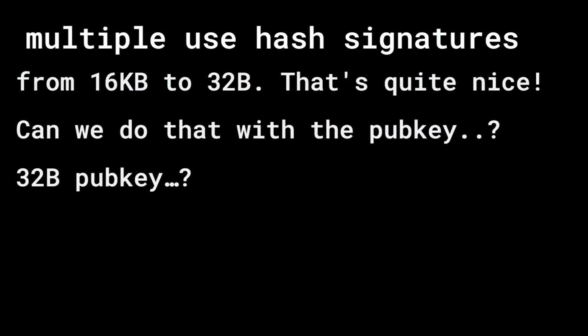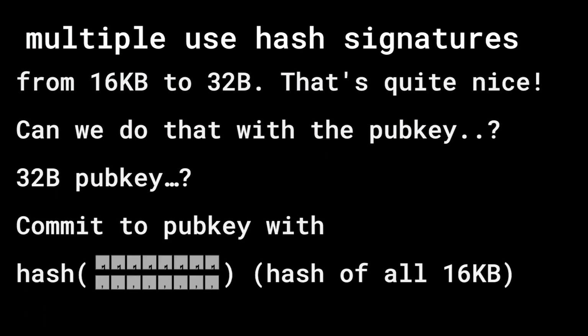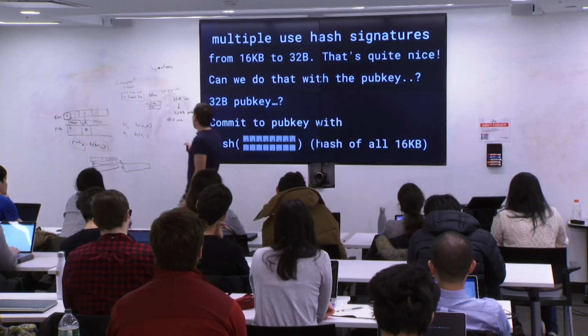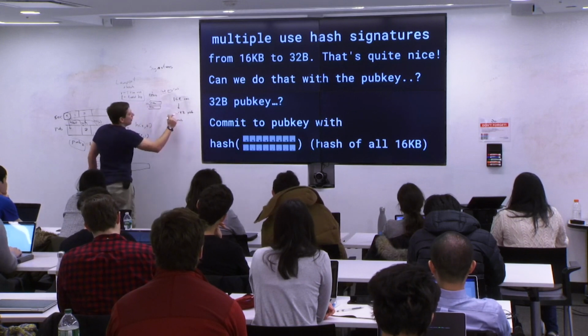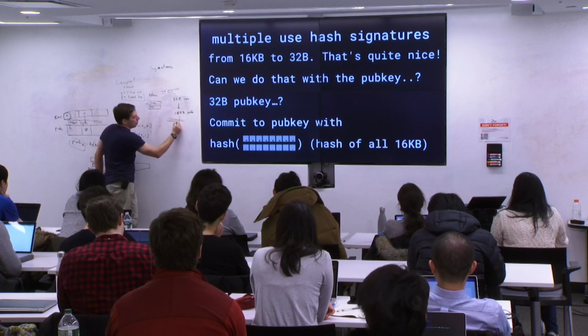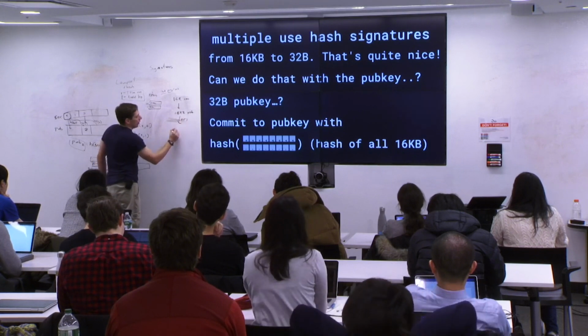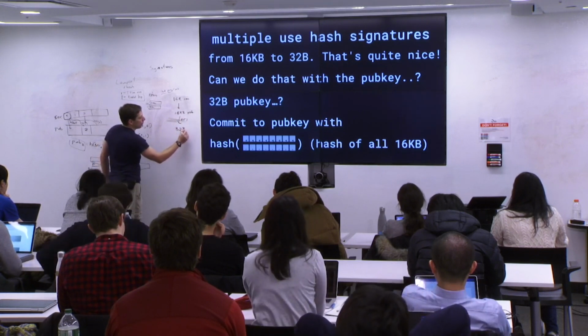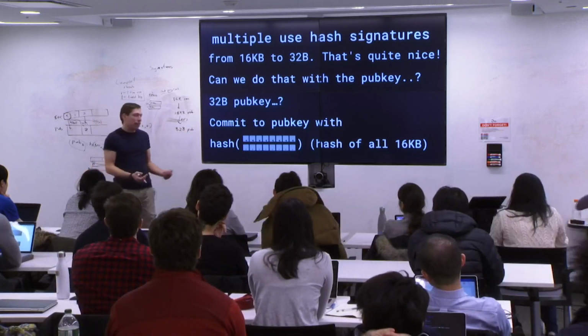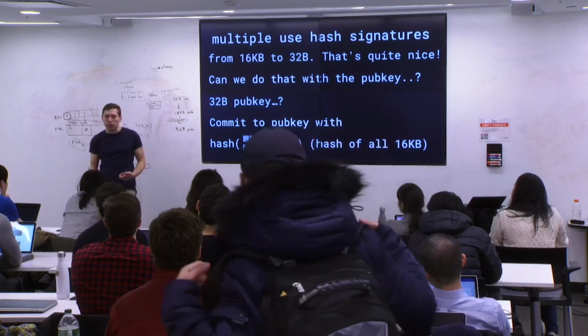Hash them, right. Okay, so you say, well, a 32-byte pub key. You just commit to the pub key with the hash of the whole thing, right? I've got my 16 kilobyte pub key. I just hash it, and now I have a 32-byte public key. And I've committed to my public key, that works, right?